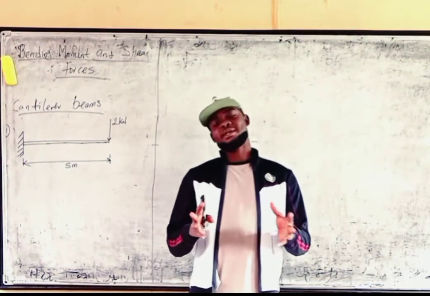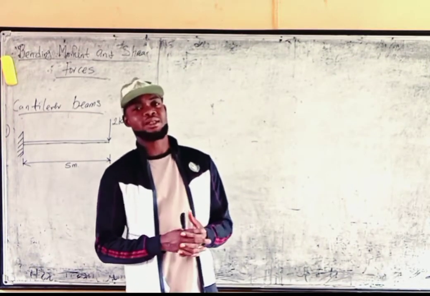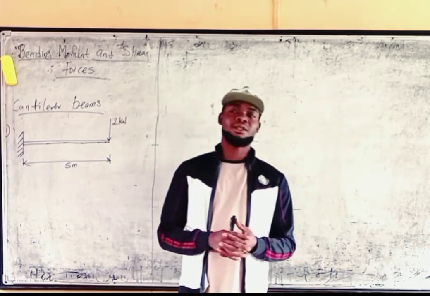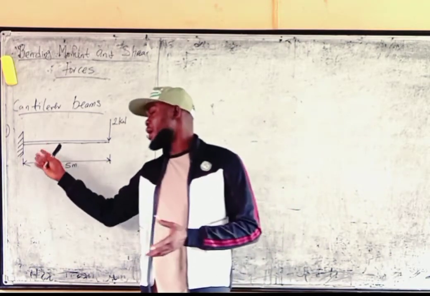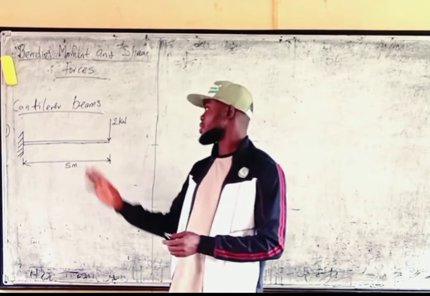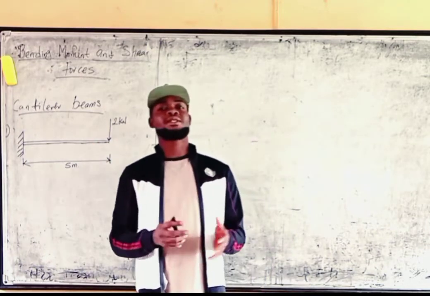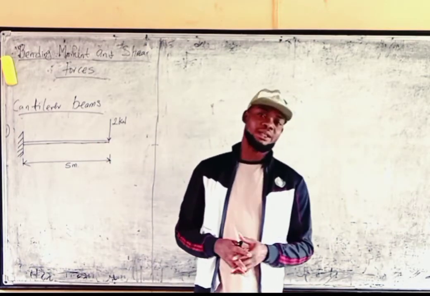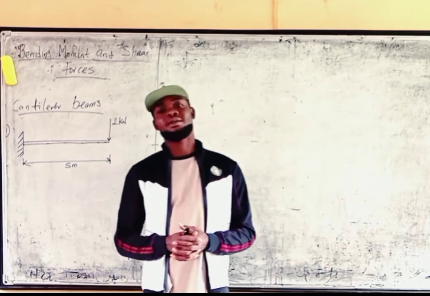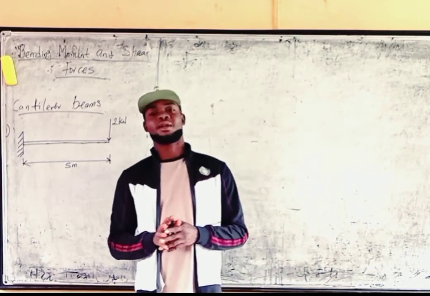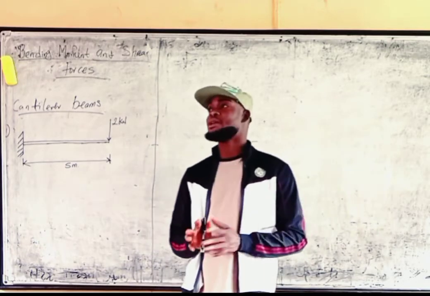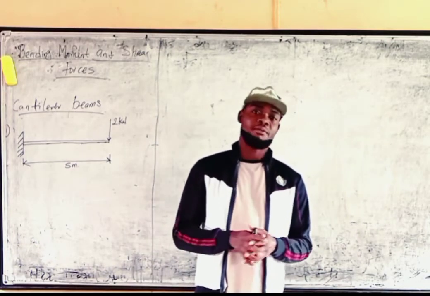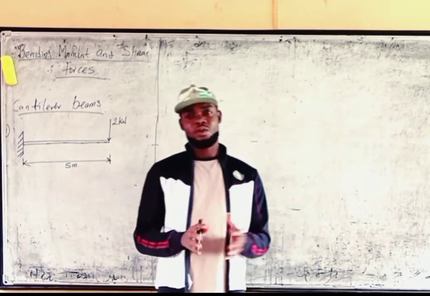Now, a cantilever beam is a type of beam that is fixed at one end and free at the other end. So look at this beam that I have here. Look at the support. It has only one support, which is a fixed support. So it is fixed at one end and free at the other end. It's a determinate problem, and it has just three reactions which can be resolved by the static equilibrium equations.